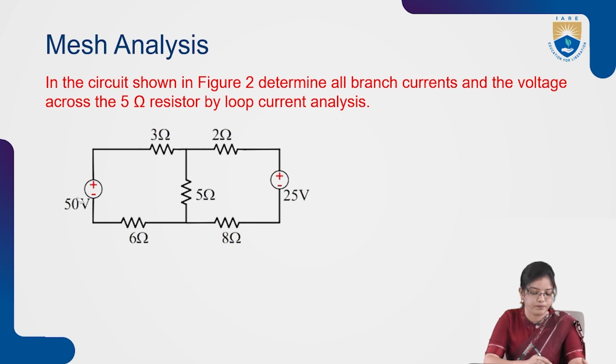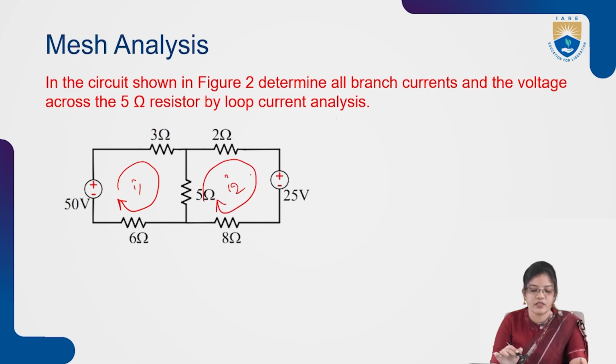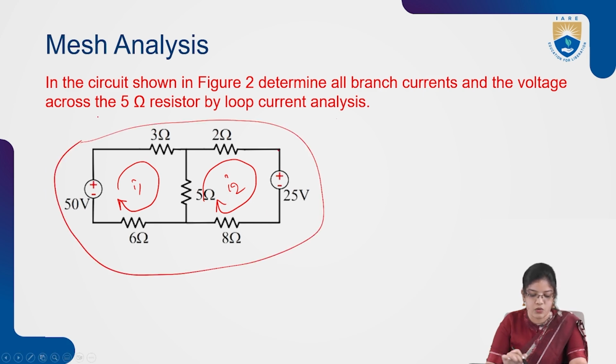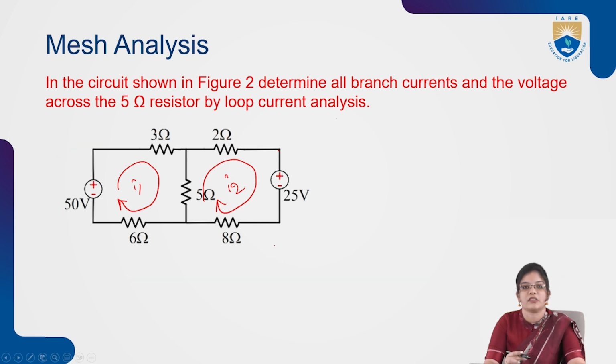So here we are having two meshes. I have denoted this as mesh I1 and this will be I2. If we consider loops, we will have 3 loops, which includes the whole circuit. So this whole circuit will also become a loop, but we are applying mesh analysis. So I am considering only 2 loops, as a mesh contains only a single loop. So this will be loop 1 and loop 2, and I am taking the direction of the current as clockwise.